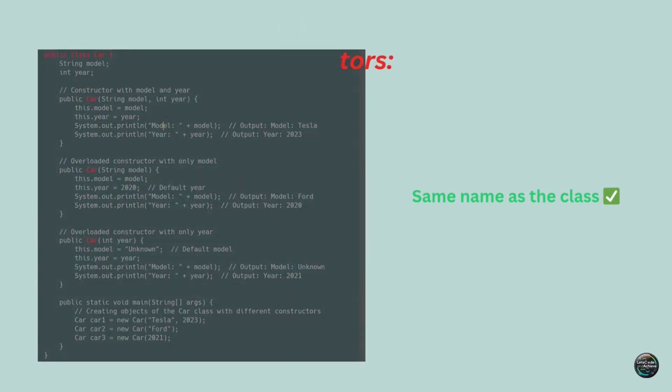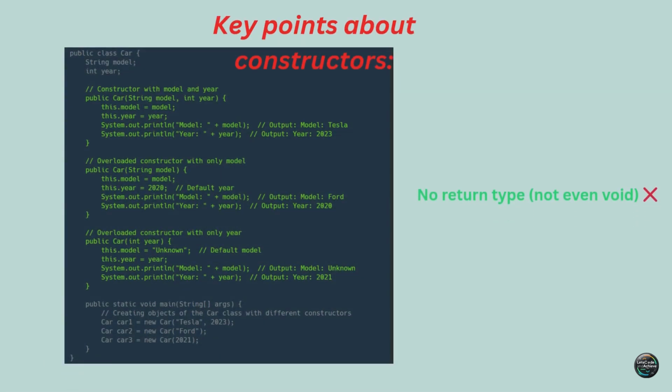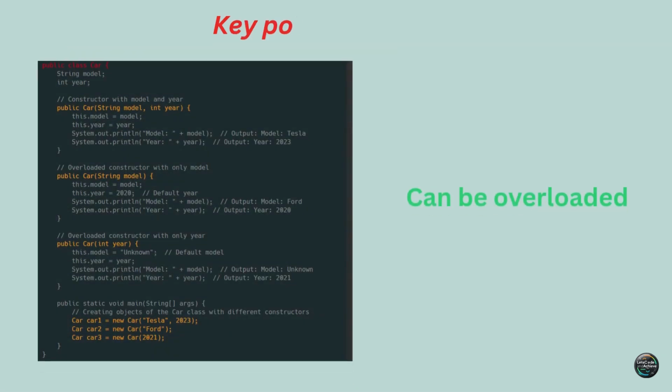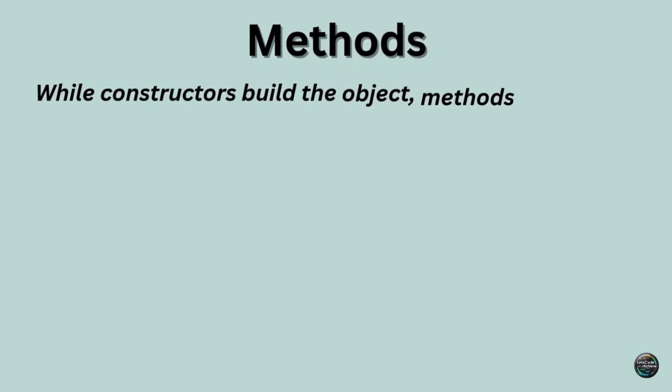Key points about constructors. Same name as the class, no return type, not even void, can be overloaded, meaning you can have multiple constructors with different parameters.